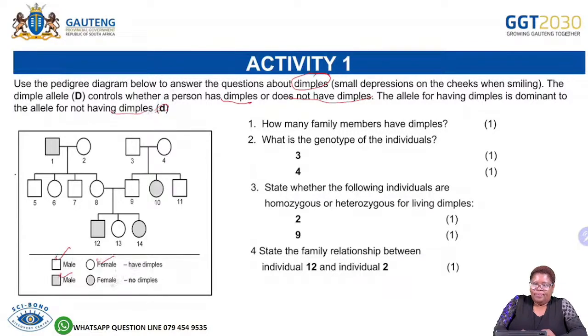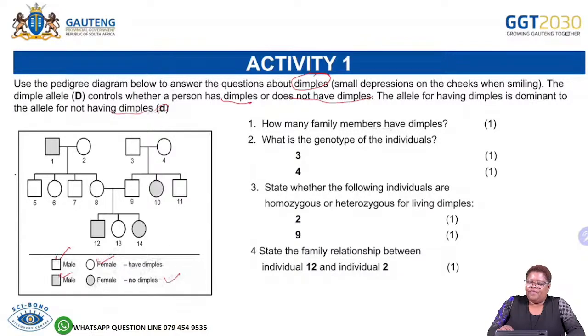In this scenario is the case of dimples, right? Having dimples and not having dimples. So it's a male and female that have dimples. And then it is male and female, those that are shaded. It means they do not have dimples. So keys are given. They talk about the characteristics that are listed in the question.